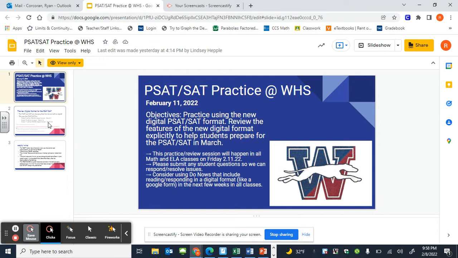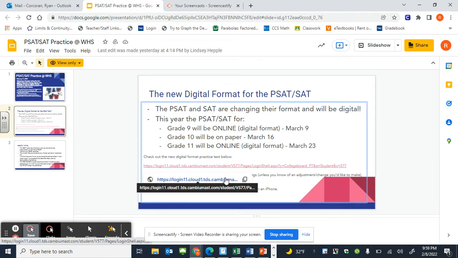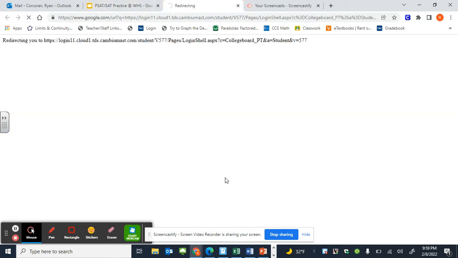On the second page, they talk about a new digital format and how it'll be online for both the ninth graders and 11th graders. And if we click on the link, we can go do a practice test. So they're asking everyone to do this practice test. I'll share this link with you guys in an email with this video, but here is the link for the practice test.